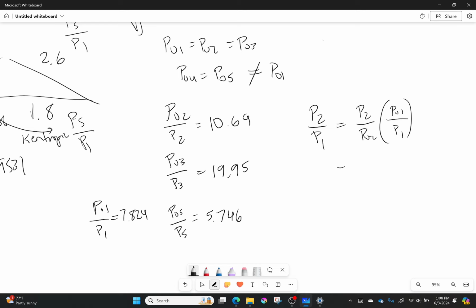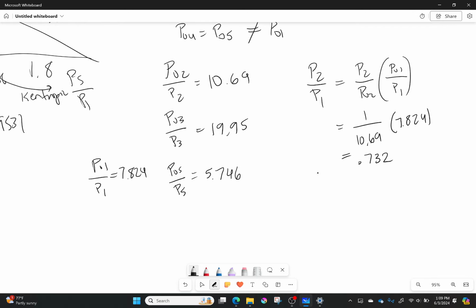So P2 over P1 is going to be equal to the inverse of what I pulled out of the tables. So it's 1 over 10.69 times what I just got, which is P01 over P1, which is 7.824. And what's that equal? I don't know. Let's plug it in my calculator. I got 0.732. Okay, that's good to know. That's the first one.